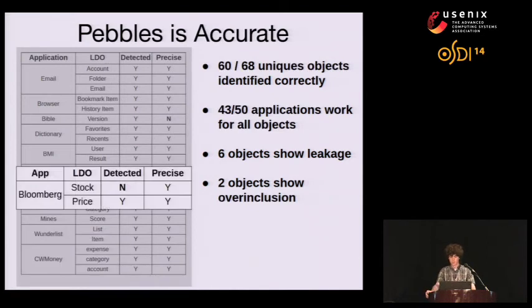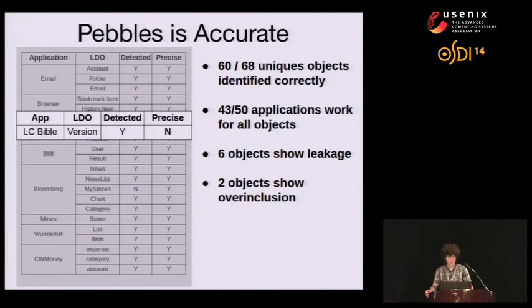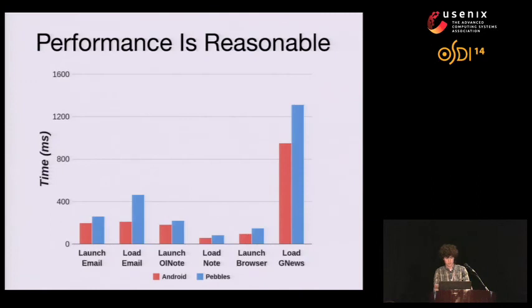One that showed leakage was the Bloomberg Finance application, which allows a user to select stocks and track the prices of them. In this case, the stock object was not correctly related to the price. This was because all of the relationship is actually done on the server side and then written directly to the device, so there is no data flow in between the rows for Pebbles to see and relate. An application that showed over-inclusion was the popular Life Church Bible application, which uses non-primary key data to relate objects. In this case, Pebbles cannot refine the relationship into a directional relationship.